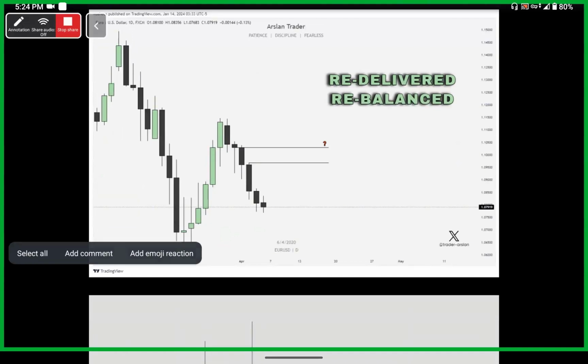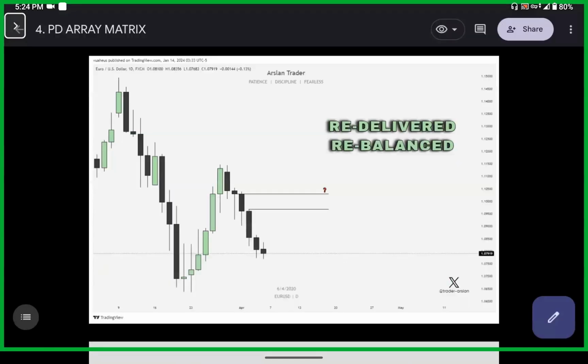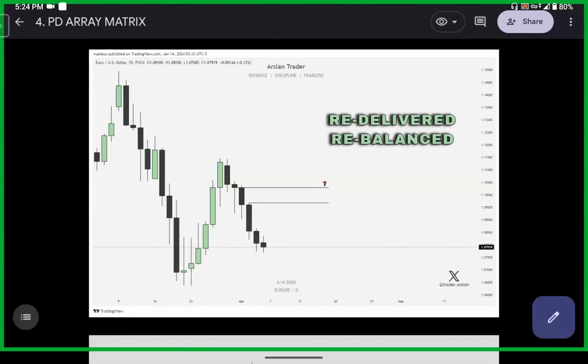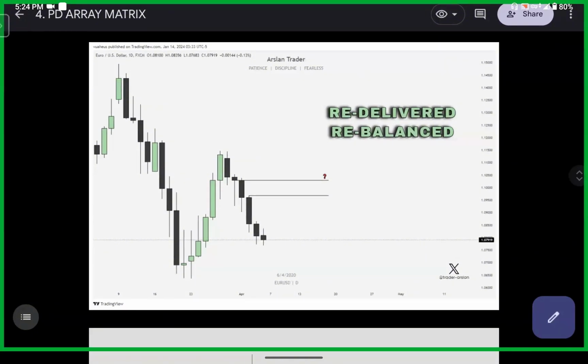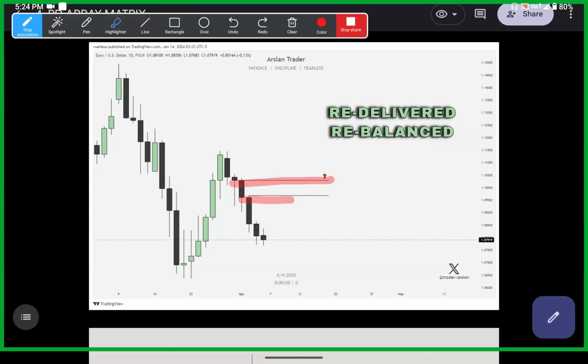The first scenario of redelivered rebalance is as you are seeing on this chart here. Hope you see this candle. So I told you a fair value gap. Let me just use a fair value gap to give you the scenario and explain. A fair value gap is an empty space that has been left. If I use a rectangle, this is how we draw a fair value gap, that gap.